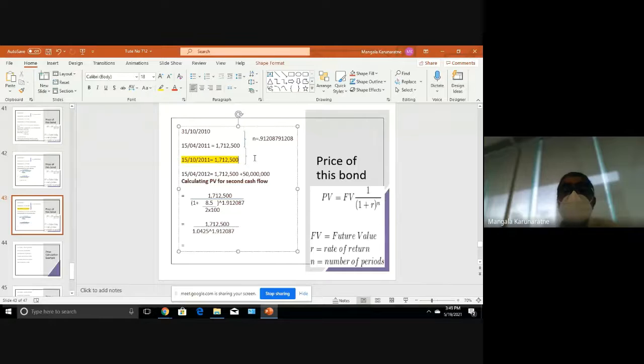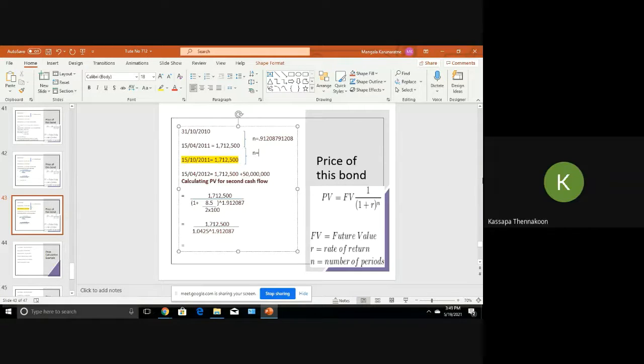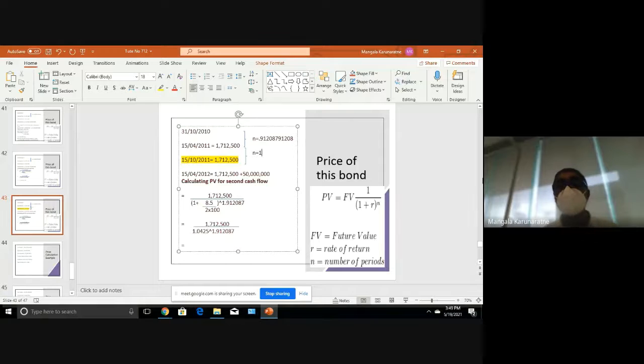So here you get this cash flow, this period n equals 1. So 1 plus 0.9. So this has to come here for 1 and then this. So altogether from here to here, from 15/10/2011 to 31/10/2010, it's 1.912087 periods, right?